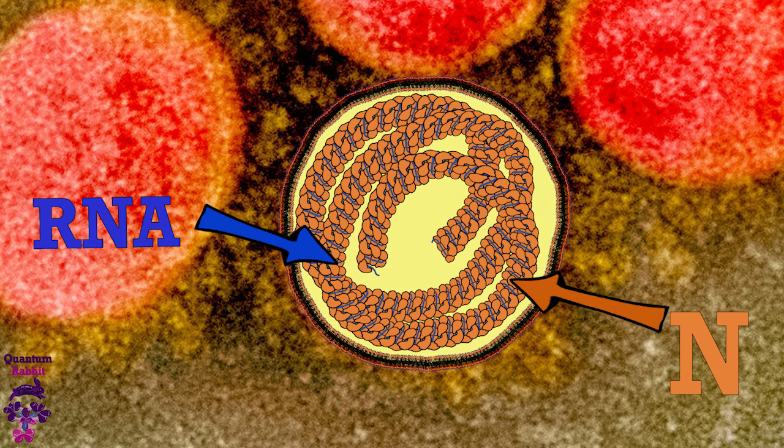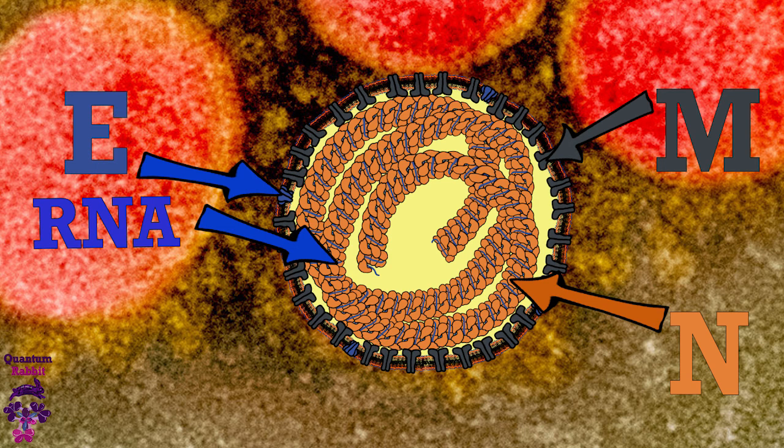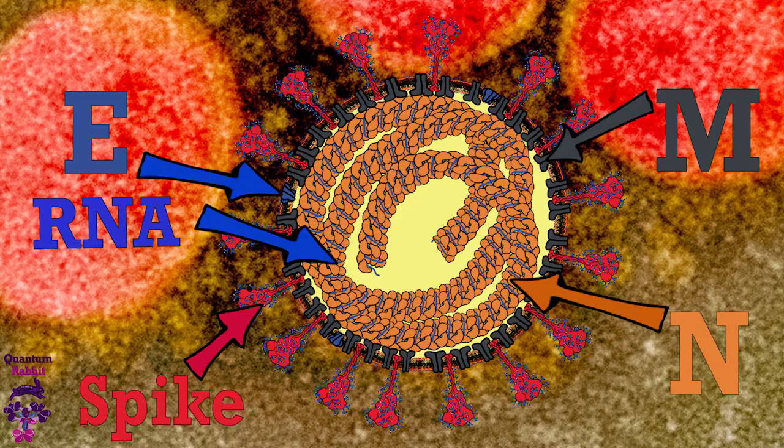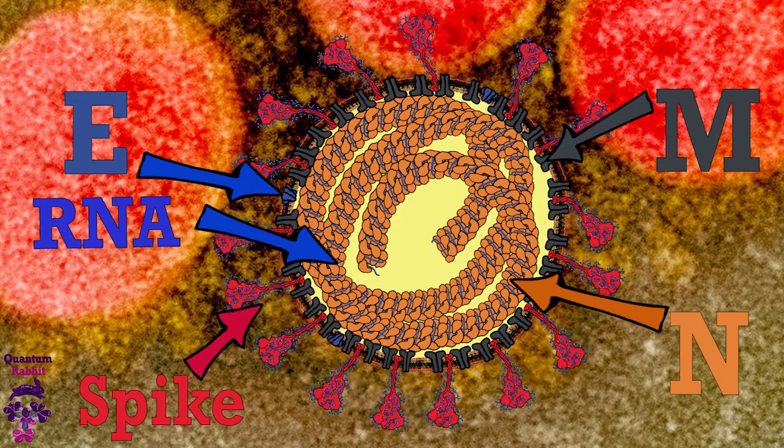The lipid bilayer contains 3 membrane proteins. The M, or membrane protein, gives it stability and binds the genome by joining the nucleocapsid proteins. Protein E, or envelope, is a useful ion porin for regulating osmotic pressure. And the S, or spike protein, serves to bind to cell proteins and promote membrane fusion to enter the cell.